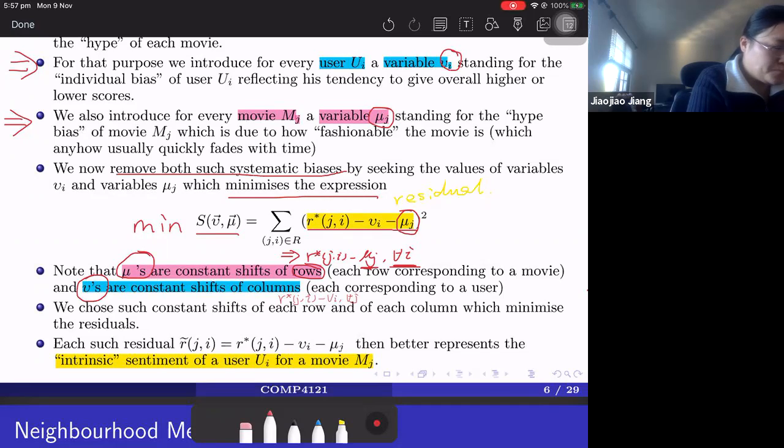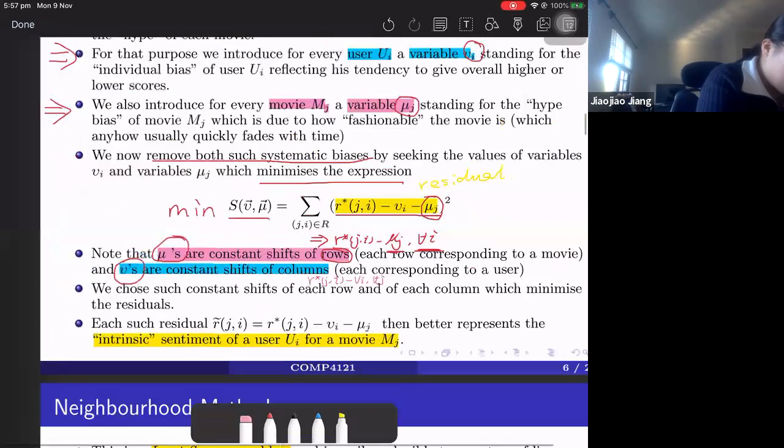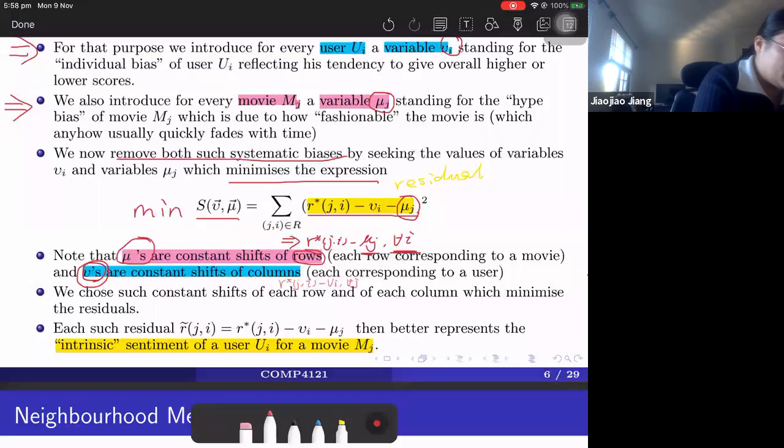And similarly, for the variable v's, they are constant shifts of columns, because we see the expression I wrote here, also given from the residual. For every vI, we have R star JI minus vI. For this vI, this residual is independent of item J. So that's why we say these are constant shifts of columns.